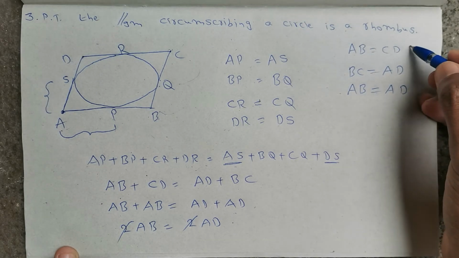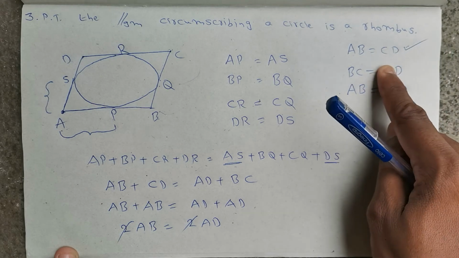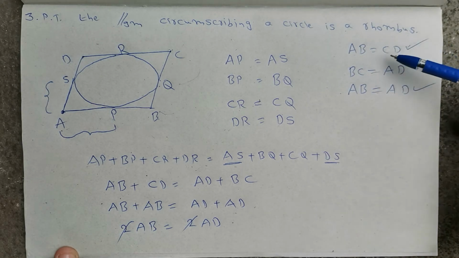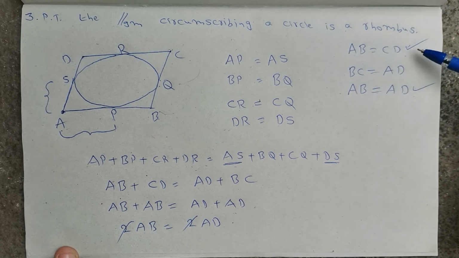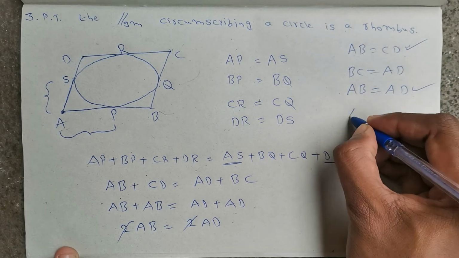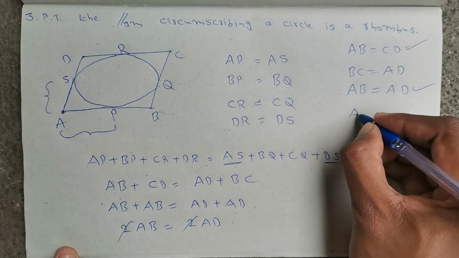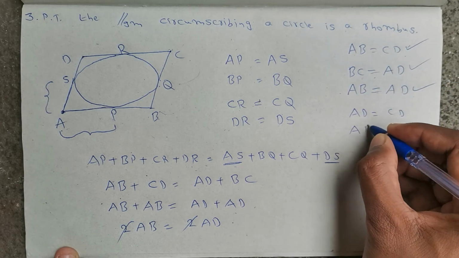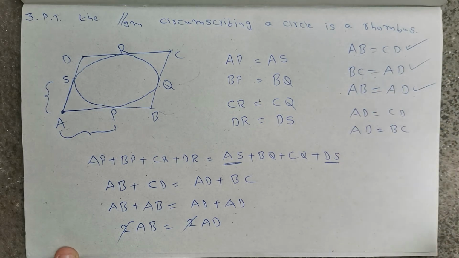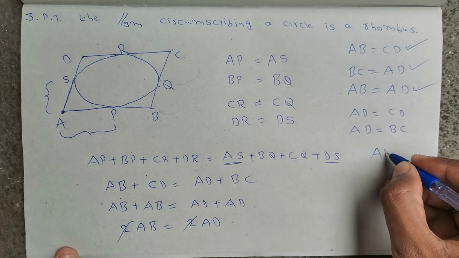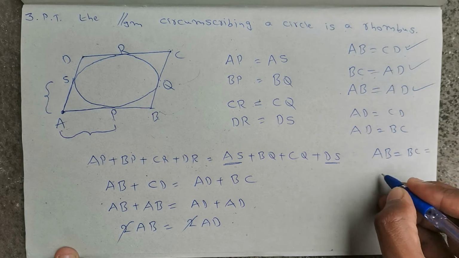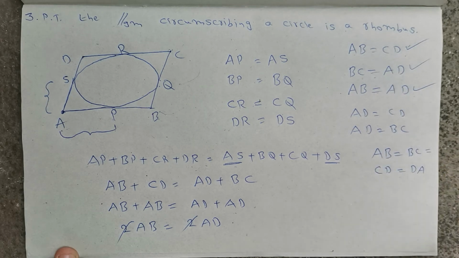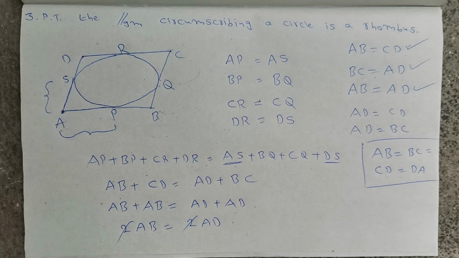Now already from the parallelogram we got AB is equal to CD. Now we got AB is equal to AD. So from these two conditions we can confirm AD is equal to CD. But already we know that AD is equal to BC. So from all these we can conclude one thing, that is AB is equal to BC is equal to CD is equal to DA. All the sides are equal to each other. If all the sides are equal to each other, then definitely it is a rhombus.